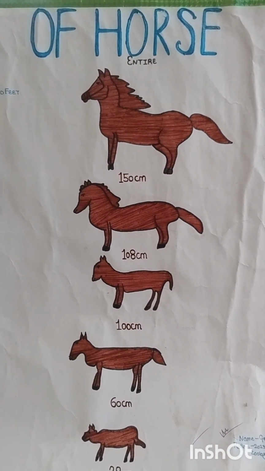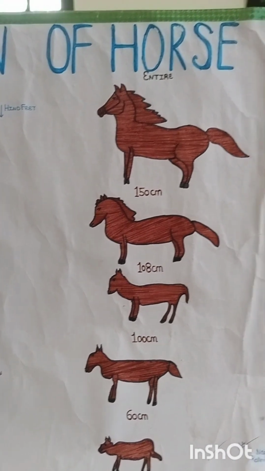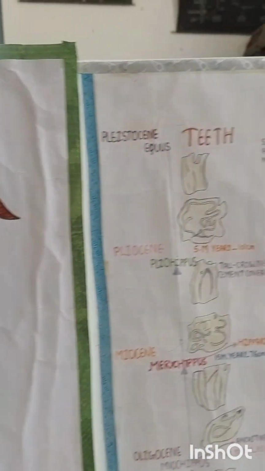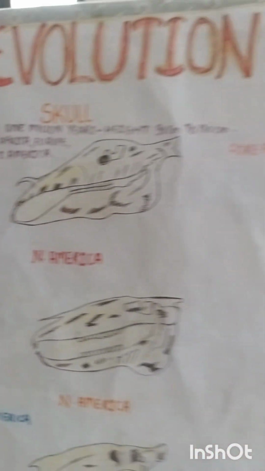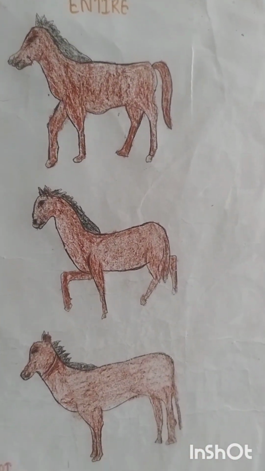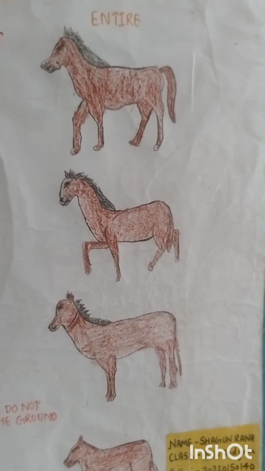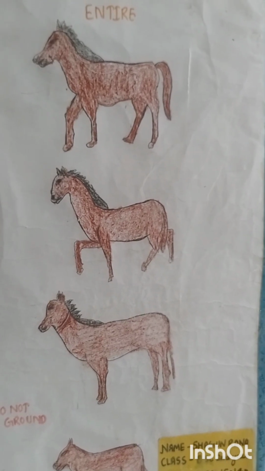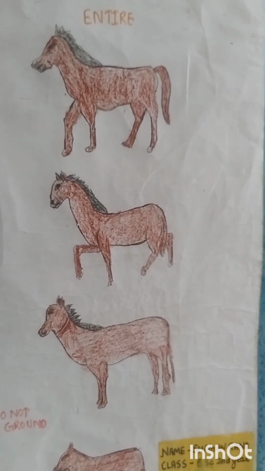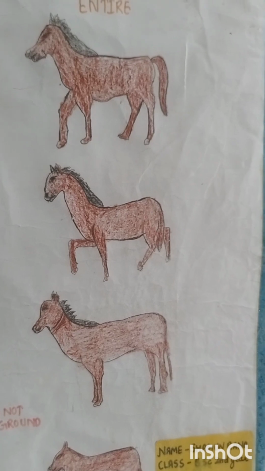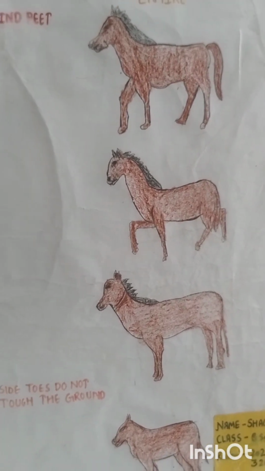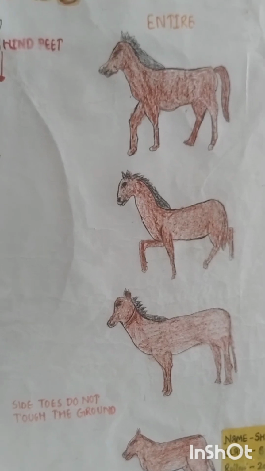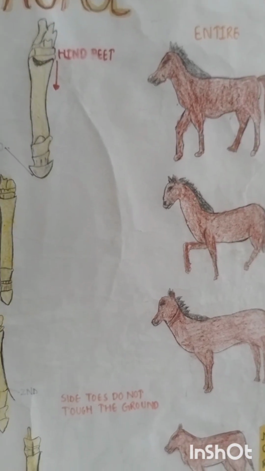Then the third one is Merychippus, or ruminating horse. So first one, second one, and third one. The ruminating horse's size is 14 centimeters, and it has forelimbs and hind limbs with 3 fingers and 3 toes. And it fed mainly on grasses.